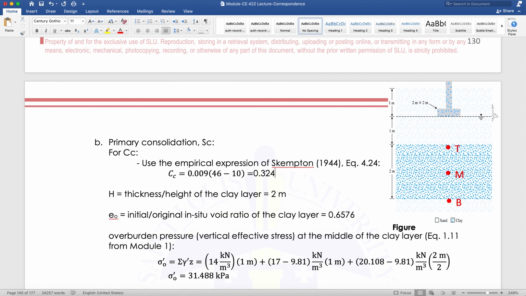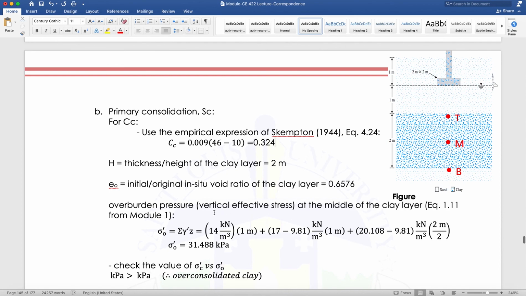Okay, then the thickness or the height of the clay layer is equivalent to 2 meters here. And then the initial or the original in situ void ratio is 0.6576. Then the overburden pressure.